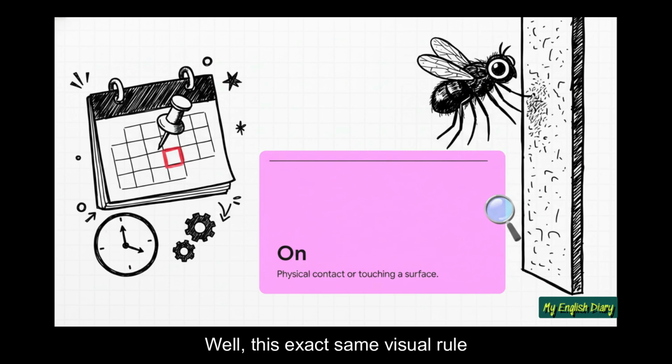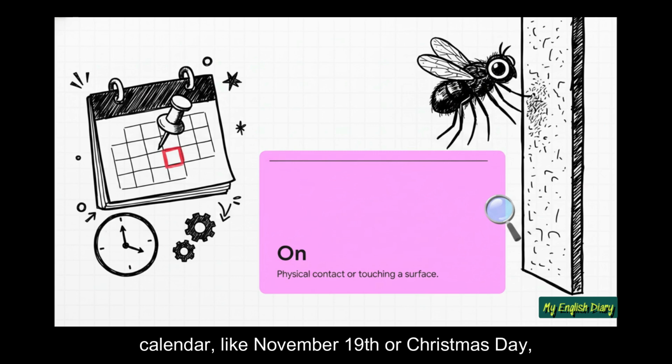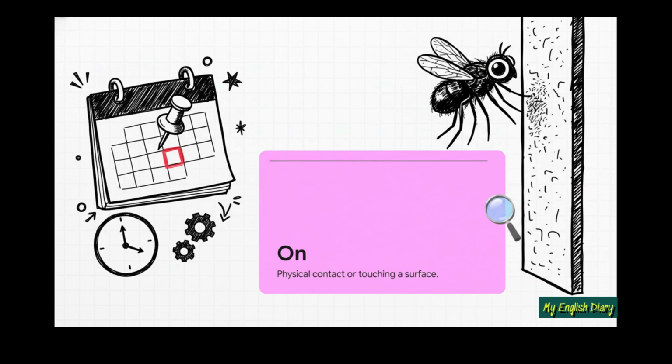Well, this exact same visual rule flawlessly applies to time. When a date is exactly attached to the calendar, like November 19th or Christmas Day, it's a specific attached point of contact. That's exactly why we naturally say on November 19th or on Christmas Day.